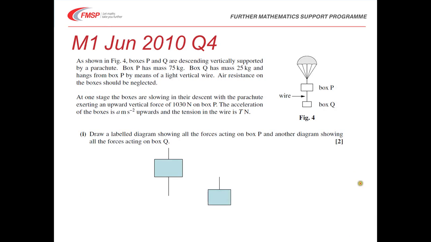And let's have a look at the first part of it. So we've got these two boxes, P and Q. We have to draw a diagram. This is going to be my P. That's going to be my Q.